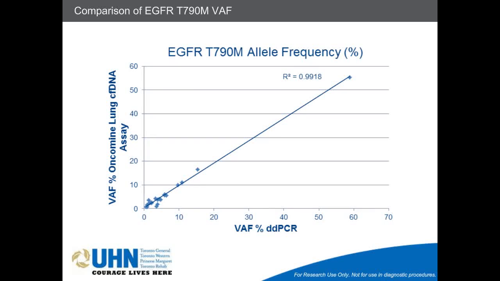And because of the difference between the allele frequencies of ddPCR and NGS, we just wanted to compare how the T790M variant allele frequencies compared between these two assays. And so this graph shows the variant allele frequency percent from the Oncomine assay on the y-axis, and then the variant allele frequency from ddPCR on the x-axis. And there was very good correlation between those two. And so we felt that this did support the variant allele frequency calling between these two assays.